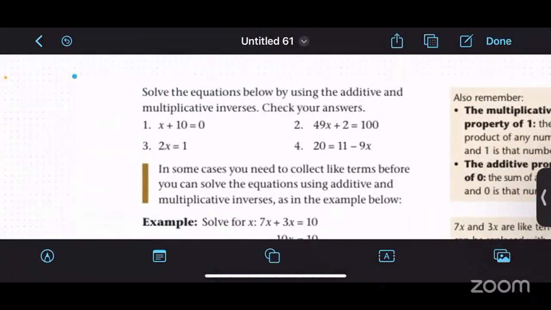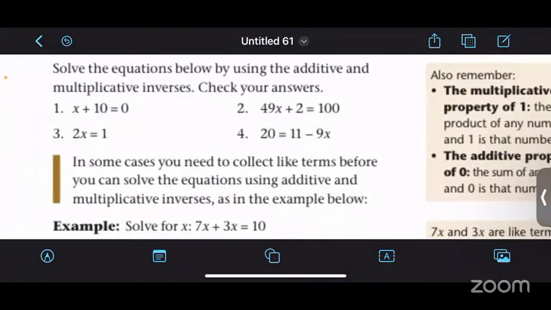We are continuing with this. This is solve the equation by using the following additive and multiplicative inverses. All right. Check your answers. Okay, the first one here is x plus 10 is equal to 0. What is the first thing that you're gonna do? You are solving the equation. That means you are solving for x because it looks like it's just x here. So we are solving for x.